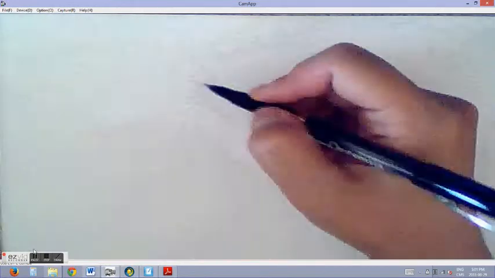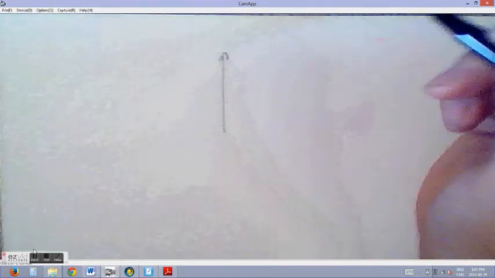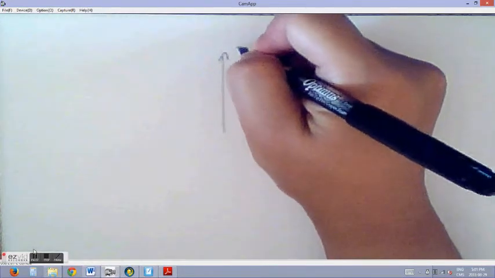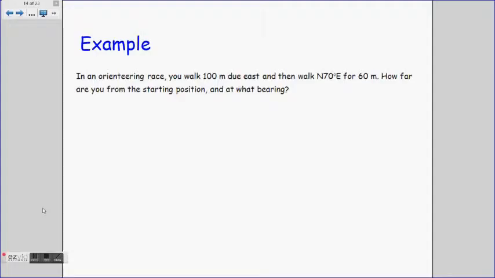Okay, so first thing is I draw a north. Okay, so there's our north. I use a fine pen. Okay, so I'm just going to read the question again. So in an orienteering race, you walk 100 meters due east. Okay, so due east is directly east, and then walk 70 degrees east of north for 60 meters. How far are you from the starting position and at what bearing?